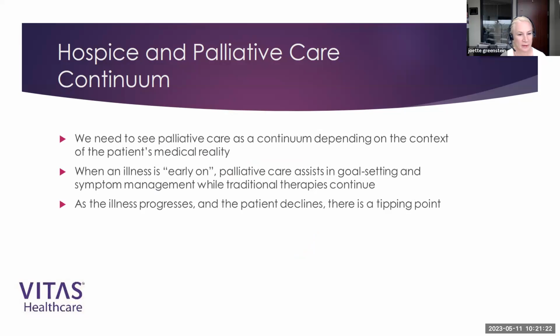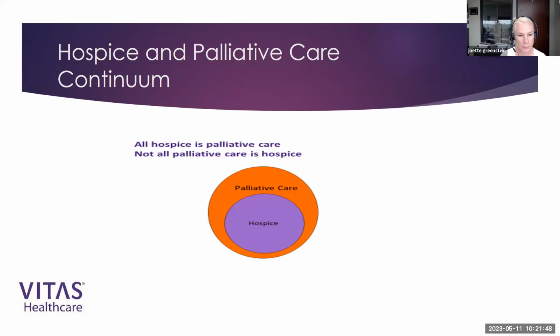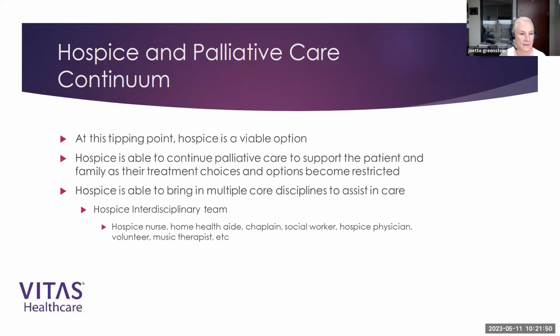So we need to see palliative care as a continuum depending on the context of the patient's medical reality. When an illness is early on, palliative care assists in goal setting and symptom management while traditional therapies continue, i.e., that's what the family doctors and cardiologists are doing. As the illness progresses and the patient declines, then there is that tipping point. So we see them fall into the purple circle, hopefully. At this tipping point, hospice is a viable option. Hospice is able to continue palliative care to support the patient and the family as their treatment choices and options become more restricted.